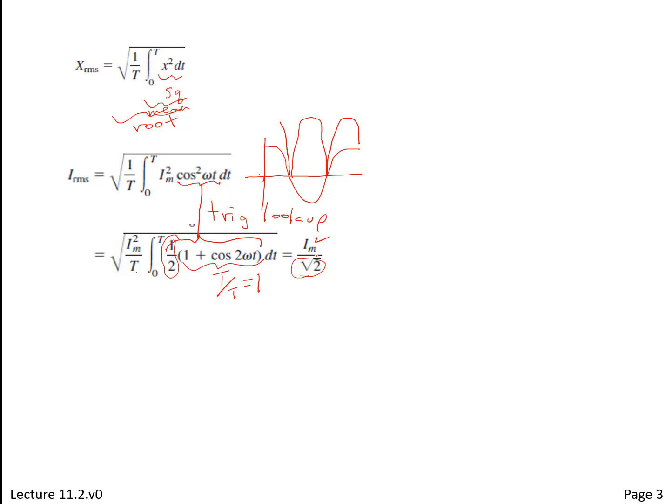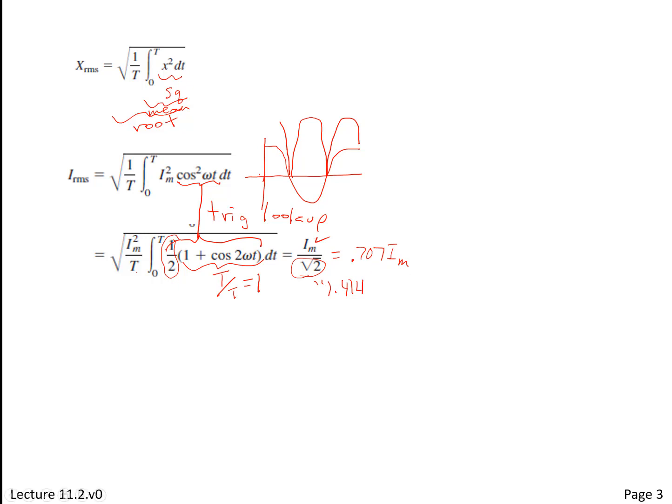So this is always going to happen, folks. And you'll see this is equal to 0.707 Im, right? Because the square root of 2 is 1.414. And believe me, you're going to see these numbers over and over again around sinusoidal waveforms. In house power and house current and everything, these numbers appear over and over and over again.